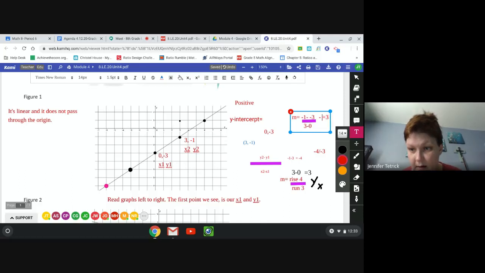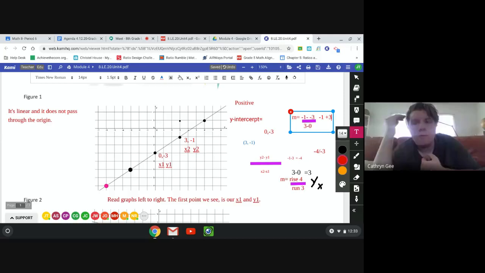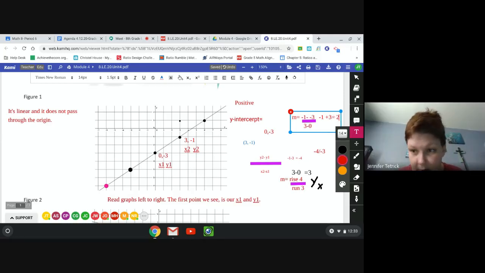Okay. And that's going to equal what, guys? 2. Very good. Now let's look at our bottom here. And that's just going to be 3. So our rise over run is actually 2/3. No, it's 3 over 2.